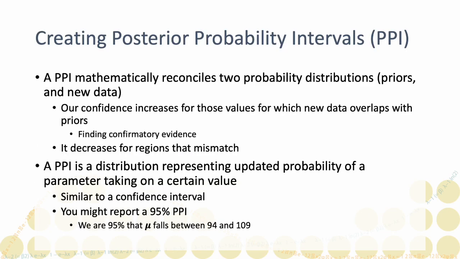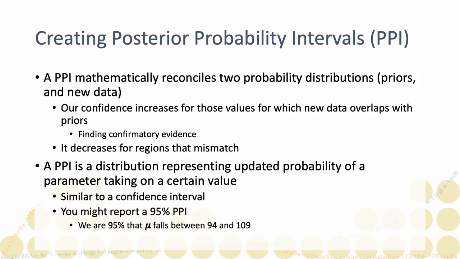A posterior probability interval, or PPI, mathematically reconciles the probability distributions generated from our priors and our new data. If our new information overlaps with our priors, this confirmatory evidence makes us more confident about those values for which the two distributions overlap. However, it is likely that there will be values for which our priors and our new data are inconsistent. By the same logic, we are less confident about those values where our priors and our new data are inconsistent.